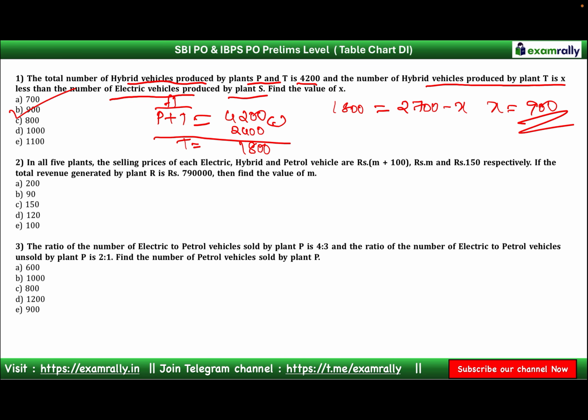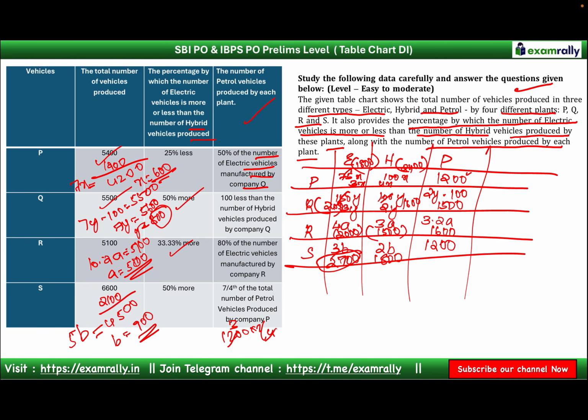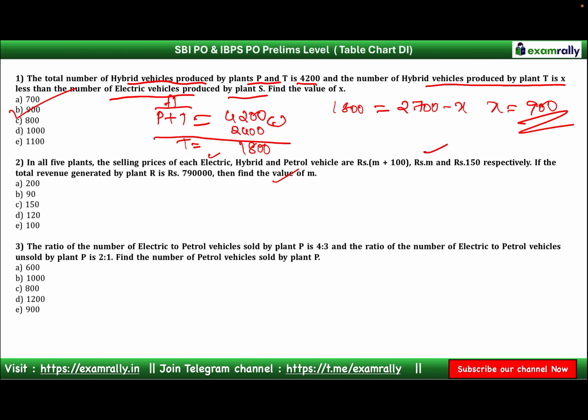See the next question. In all the 5 plants, selling price of each electric, hybrid and petrol vehicle are given as M plus 100, M and 150 respectively. If the total revenue generated by the plant R is 7,90,000, find the value of M. See, this is regarding the plant R. In plant R, see the electric is what? 2000. 2000 is the number of electric vehicles produced. Okay. In electric, the price is how much? M plus 100. So price into number of electric vehicles produced will be the revenue generated.